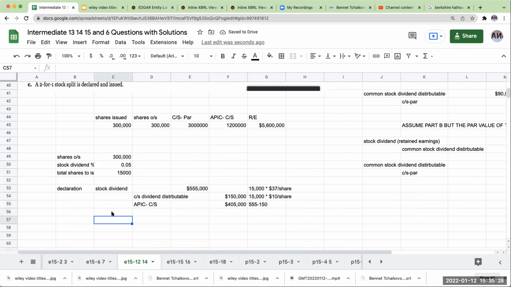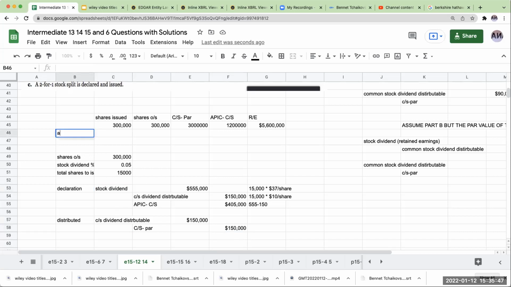Okay, now when the dividend is actually distributed, what I would be doing here is debiting common stock dividend distributable, and then crediting common stock at par. So when we declare it, we got to record the amount of the dividend. This would eventually be going to retained earnings.